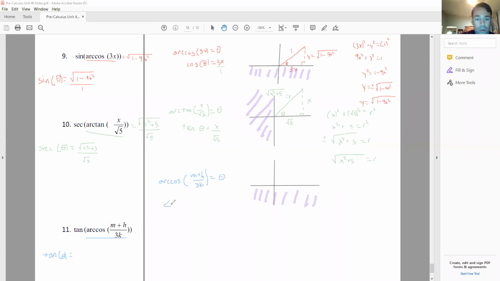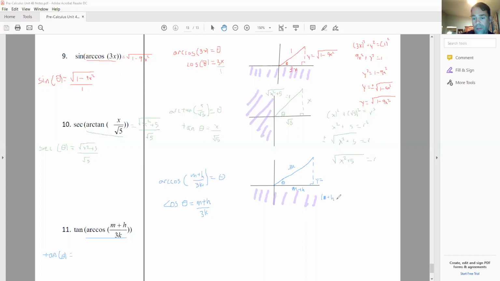So when we do our cosine here, cosine of theta is m plus h all over 3k. So let's see here. Cosine is adjacent over hypotenuse. So I know my adjacent, that's m plus h. I know my hypotenuse, that's 3k. I'm trying to figure out the y value. All right. So m plus h, we're just going to leave that as m plus h.